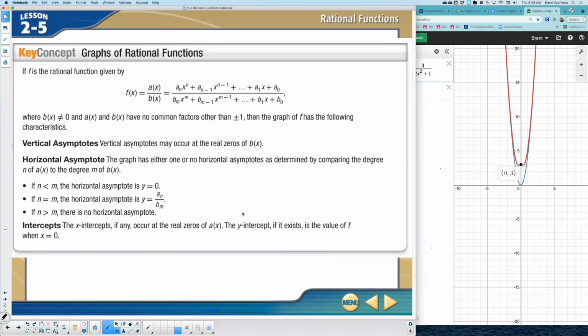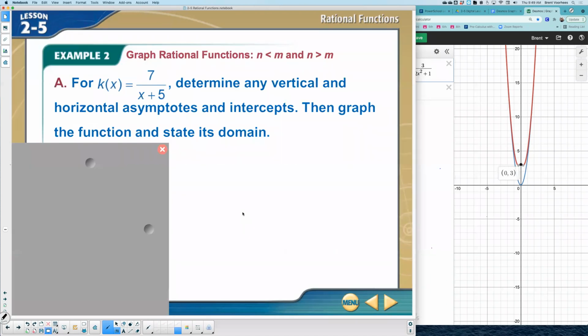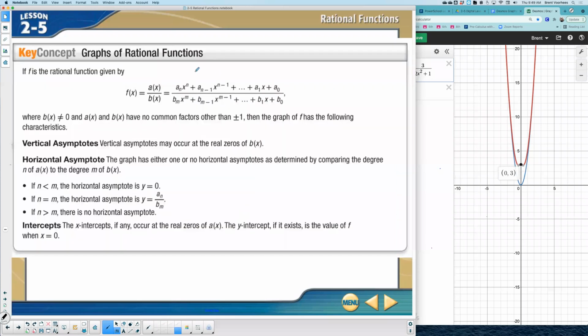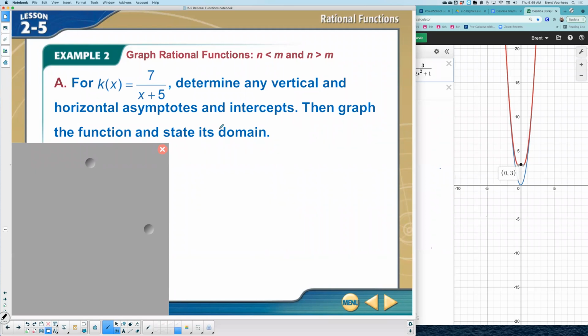So example 2, it says for this function, and I'm going to start skipping some things here that you can look over later if you want, but I'm going to give you everything you need. It says for k of x equals this equation, and it gives some instructions. We're just going to find those 5 things. If we do those 5 things, we're going to hit everything we need for a day.